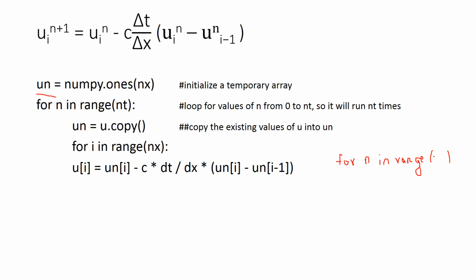and give the variable or the time step. So here we are going for time step, so nt. Since we have given 25 time steps, the loop will continue for 25 time steps and then come out of the loop. So for n in the range nt, whatever existing values of u.copy or u will be copied into un.